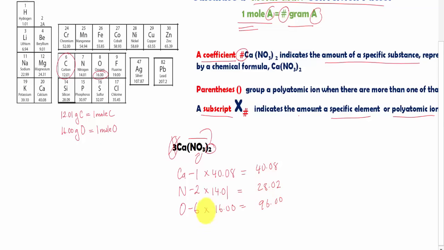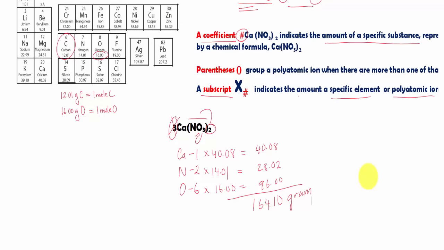So these are the total mass of each element in the chemical formula, based on how much of the specific element that you have. And the last step is we add them all together. That gives us 164.10. And this is the mass in grams.